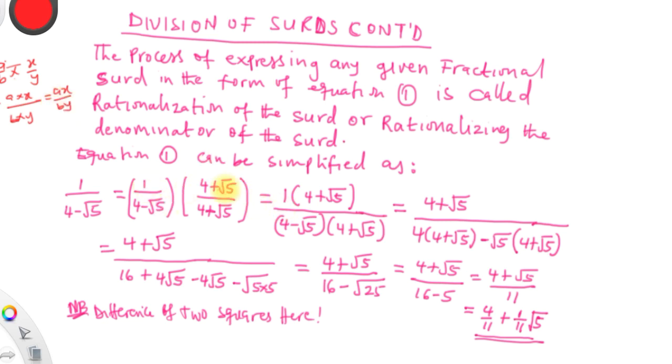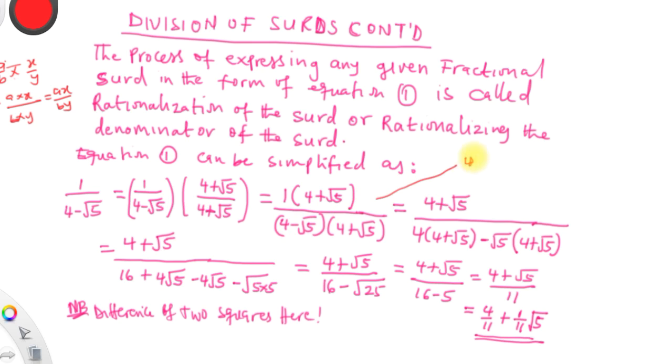This means the numerator 1 multiplies this numerator, and the denominator, which is 4 minus square root of 5, also multiplies the denominator. As we learned when we were considering conjugate sets, this is the difference of two squares. The product of conjugate sets, or the product of a set and its conjugate, will always give you the difference of two squares.